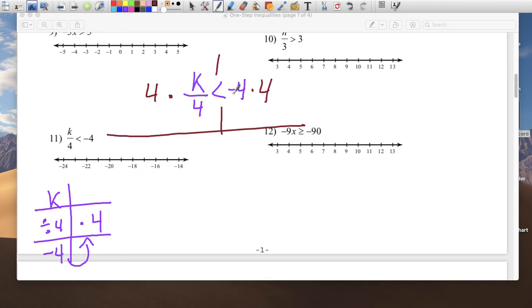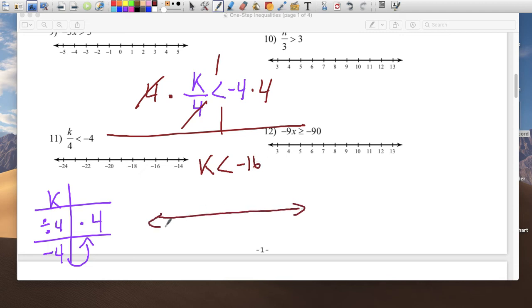Multiply this side by 4. This 4 and this 4 cancel out, right? Because 4 divided by 4 is 1, and 1 times k is just k. We're not multiplying by a negative number, so our symbol stays the same. And negative 4 times 4 is negative 16.